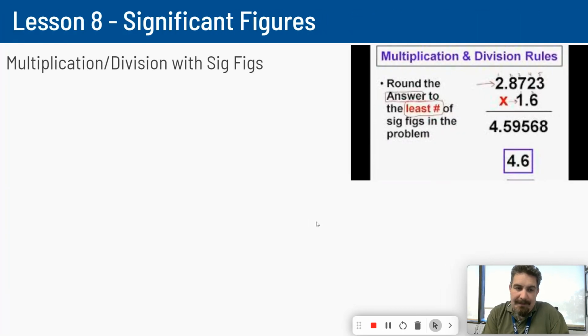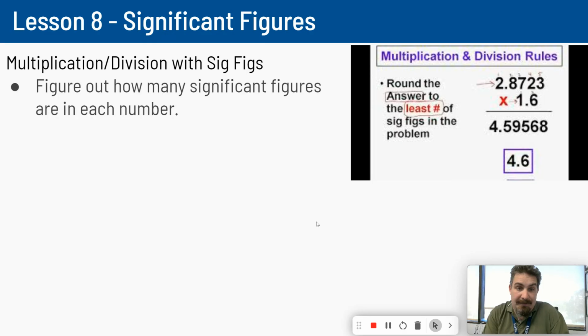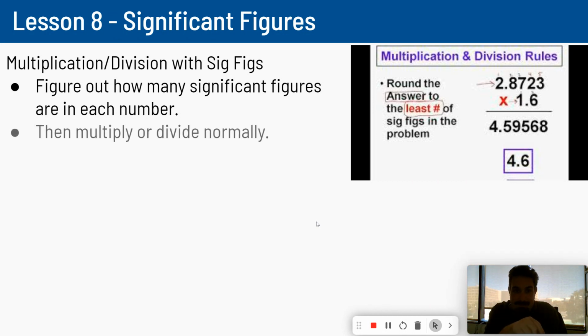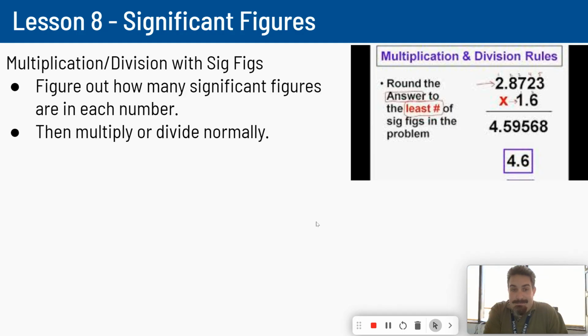All right, next up, multiplication and division with sig figs. So figure out how many sig figs are in each number. You can see here we're counting off. There's 1, 2, 3, 4, 5 in the top number, and 1, 2 in the second number. Then we multiply or divide normally. We get that big number, but now we're going to round to 2 digits. And that's basically it.